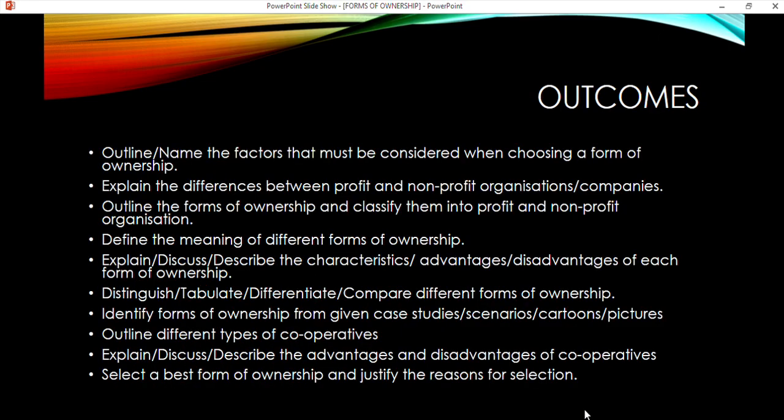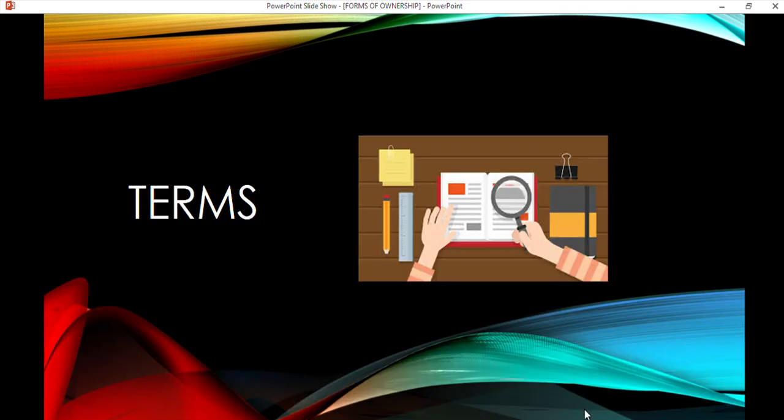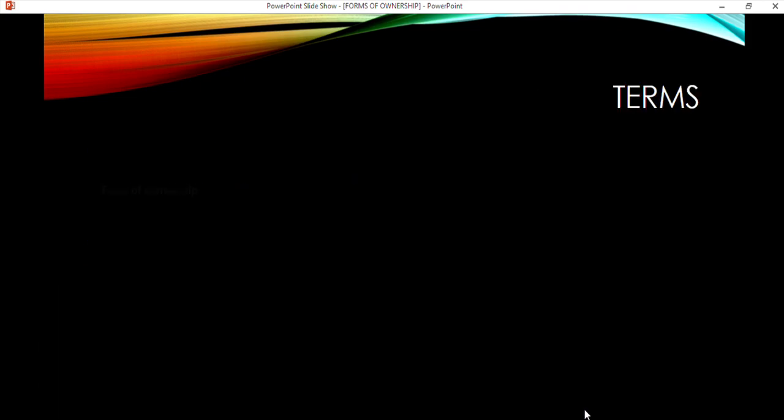What you should be able to do after this lesson: you should be able to name the factors that are considered when choosing a form, explain the difference between profit and non-profit organizations, outline the forms of ownership and classify them into profit and non-profit, and define the meaning of different forms of ownership. From here on end, we will continue as we progress. So the first 3, 4 are very important.